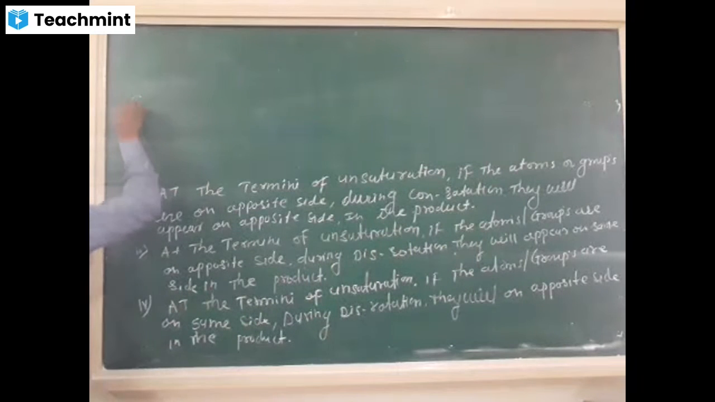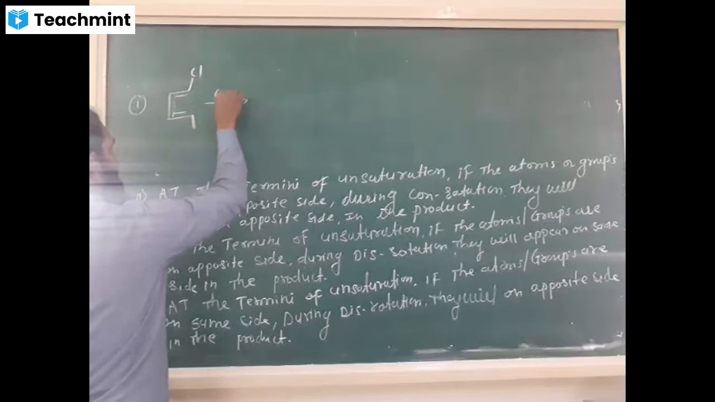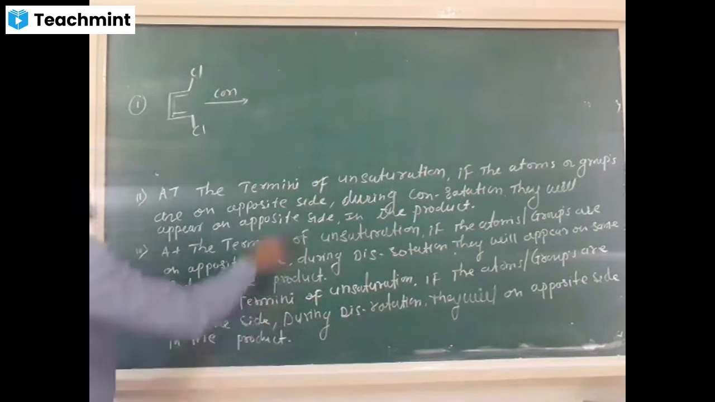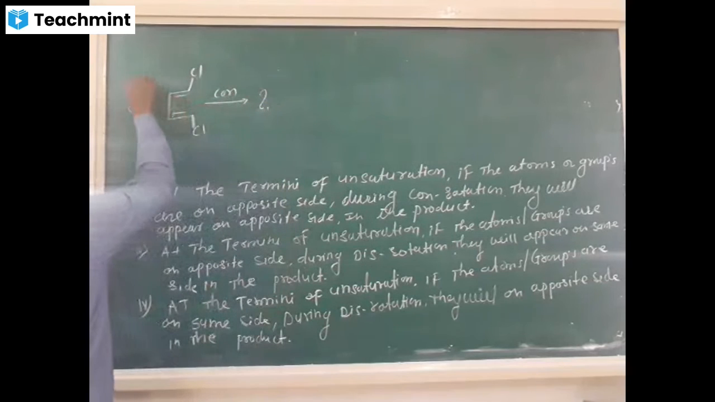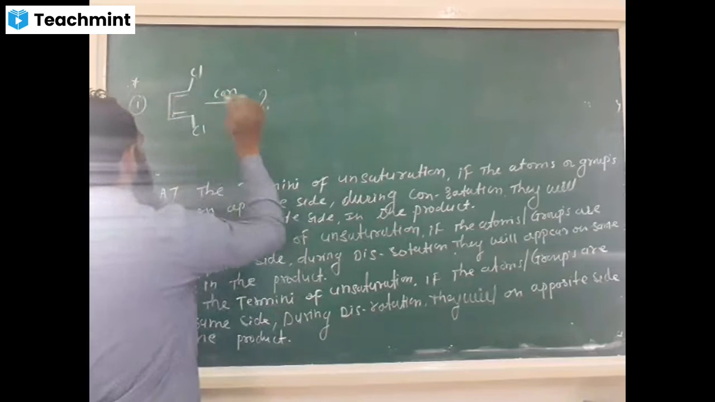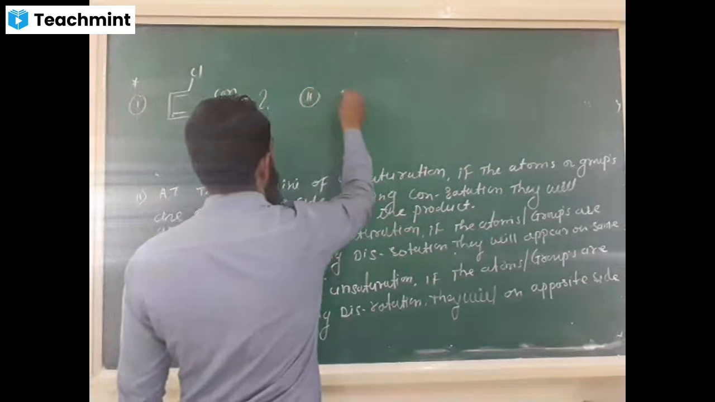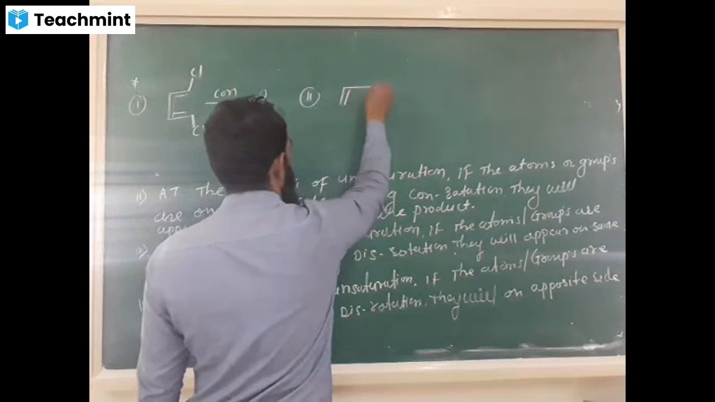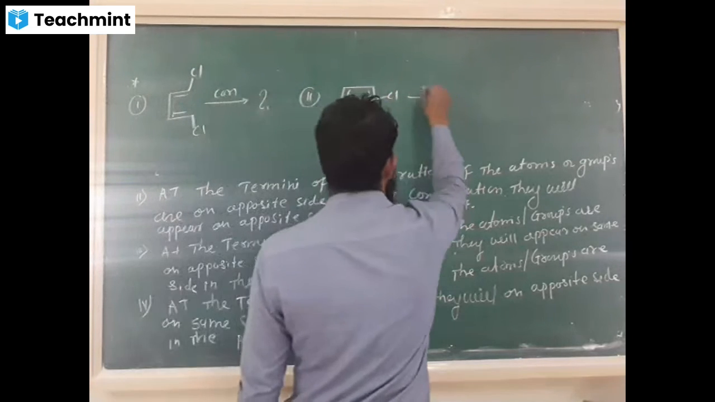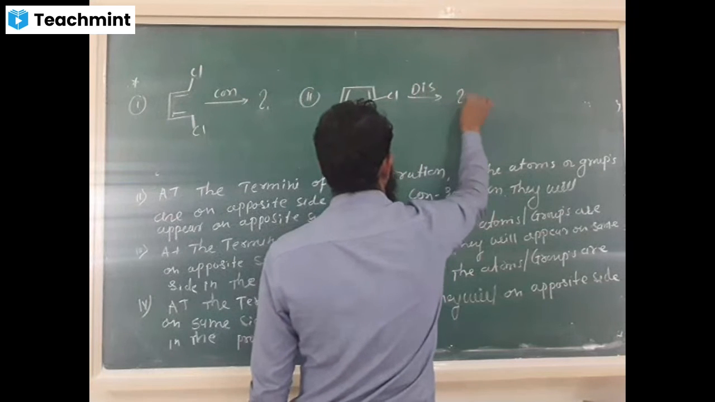This is first example. If we have this double bond, here Cl, double bond. Conrotation, write the product. Okay, this is your homework. You have to write the product and stereochemistry of product. Suppose this conrotation takes place. Another example. Here we have double bond, Cl and Cl. On disrotation, what kind of product we will get?